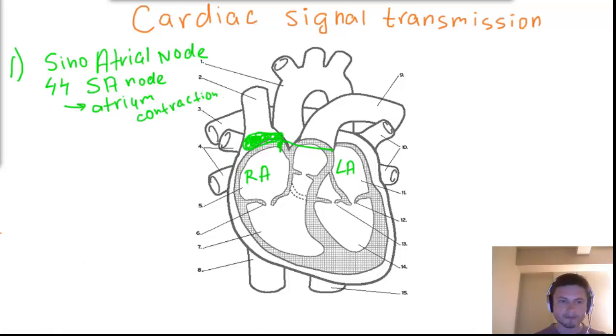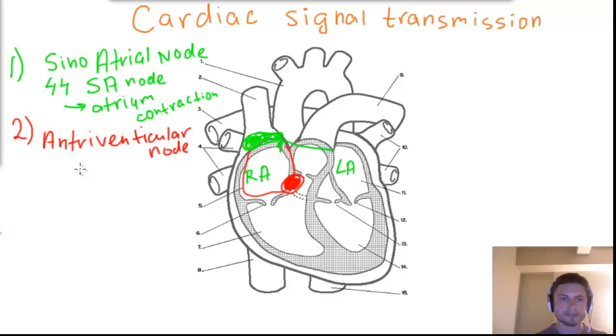Then from here, I'm going to draw this in red. It sends the signal to the area right here. This is red because now it stops. You need to pause this contraction. So it's going to pause in the second area called the atrioventricular node, also known as the AV node. The reason it's called atrioventricular is because it's on the border of the atria and ventricles.